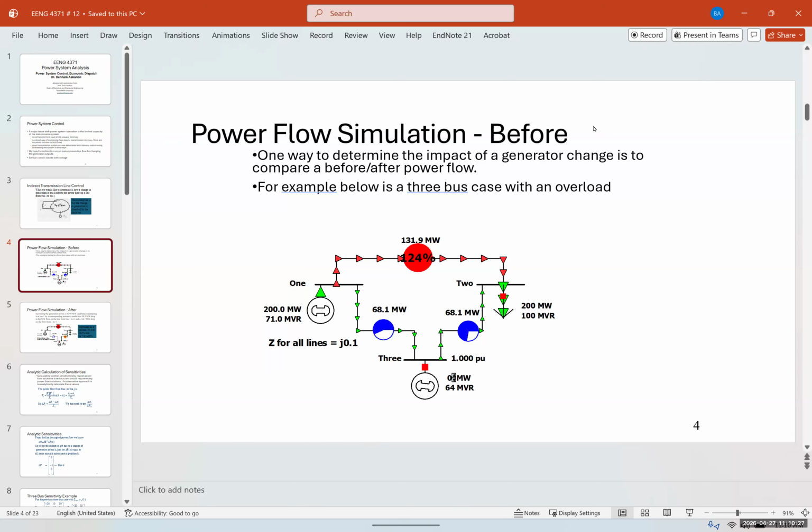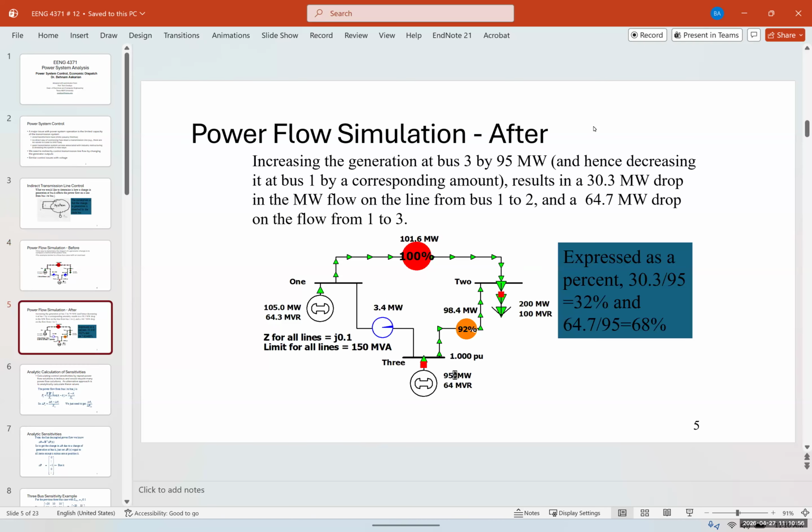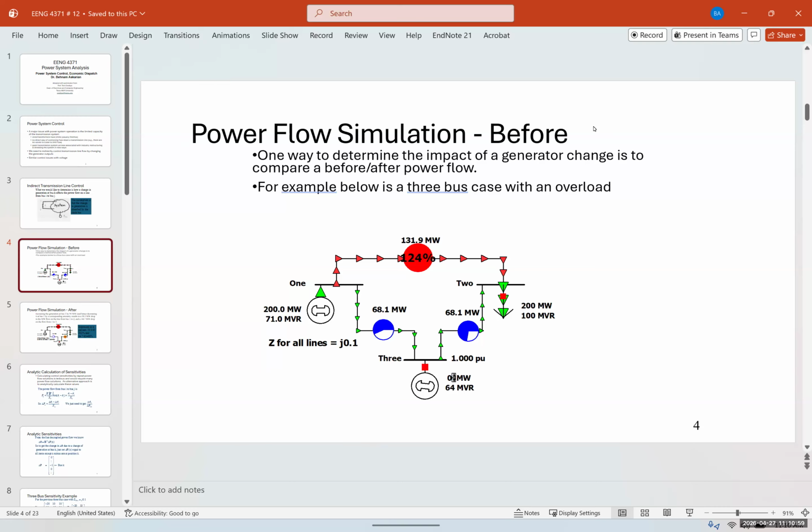Now, this is an interesting example for a 3-bus system. Here we have a specific question that we want to answer. I want to show you the before and after. And in this example, we have a three-bus system as mentioned.